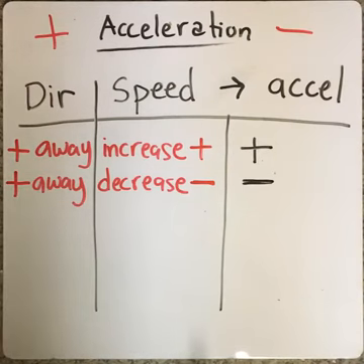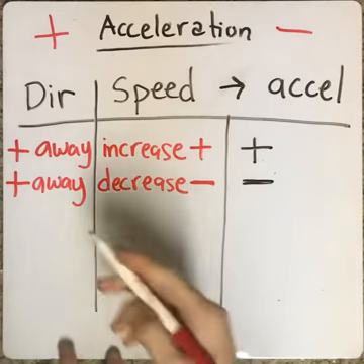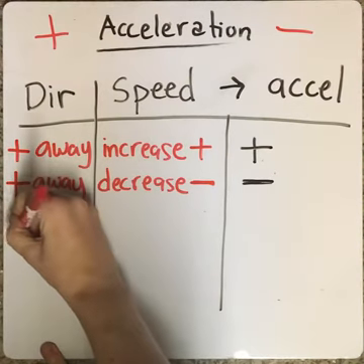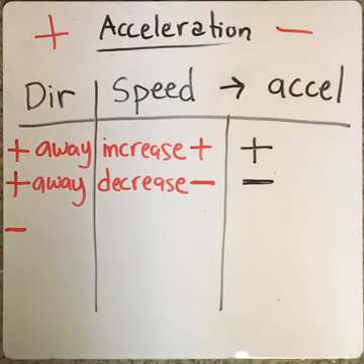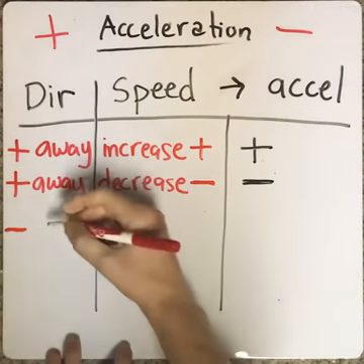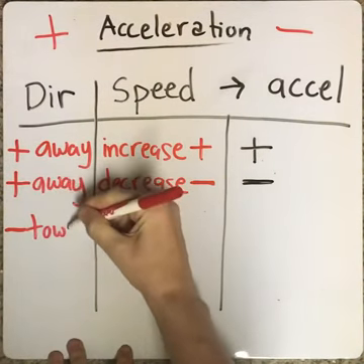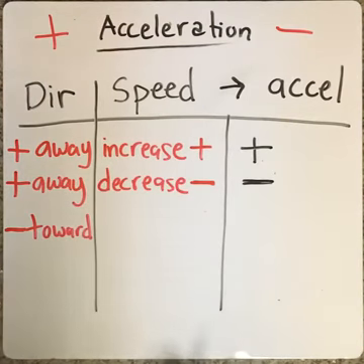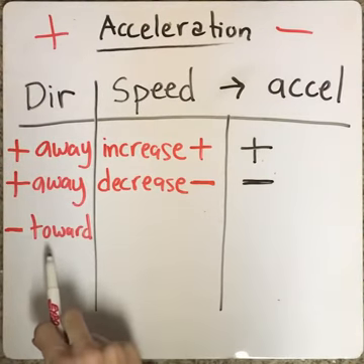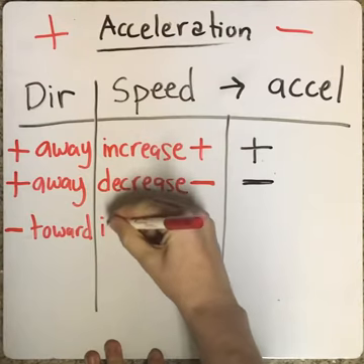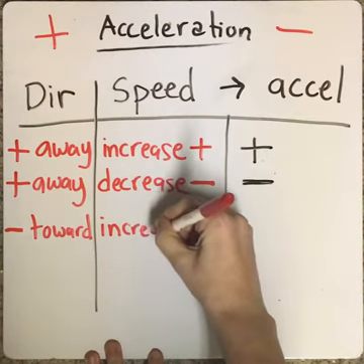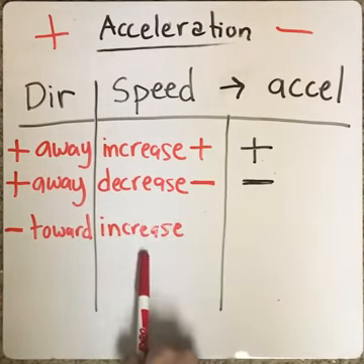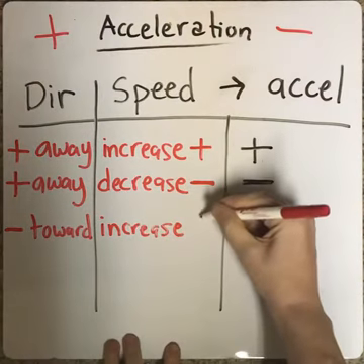But now we're going to look at the examples that make everything a lot harder. What if you're traveling in the negative direction? Remember, the negative direction just means you're going toward the reference. I sometimes refer to this as backward. Well, if you're going toward the reference and your speed increases, so you get faster. Remember that increase, we're going to use the plus symbol.